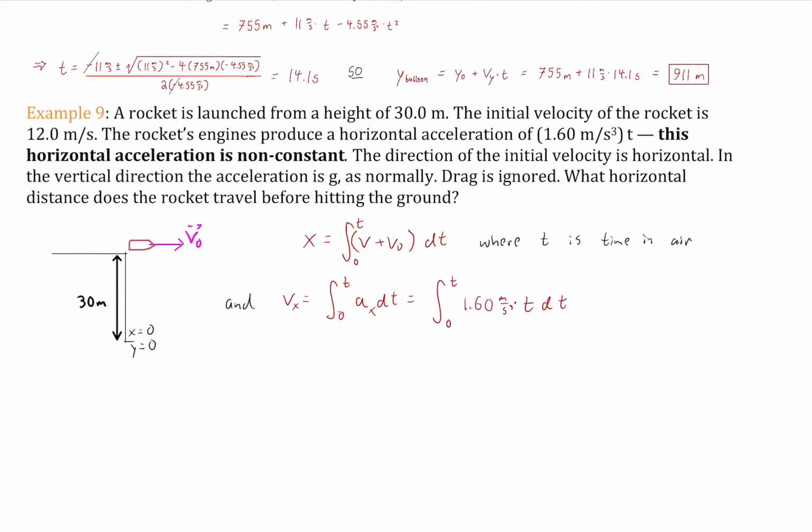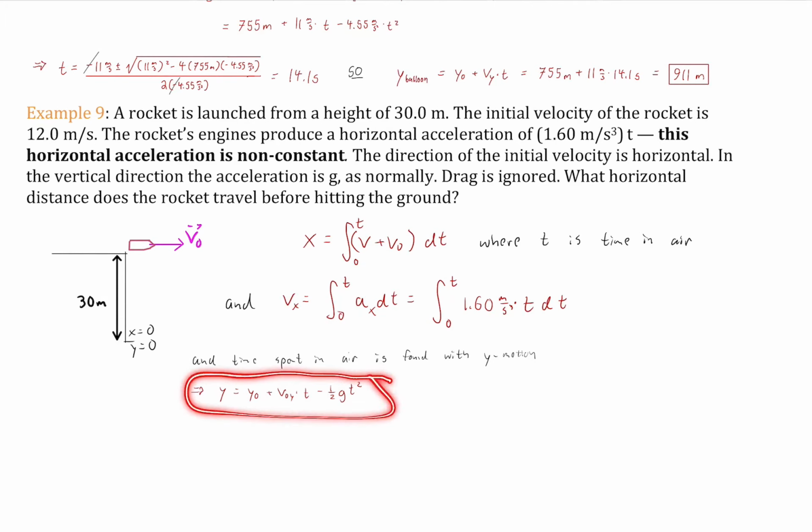And so then, when I do the integral for velocity, I start with my acceleration function, which is just 1.6 times t. I'm just going to integrate it from 0 to t, so a definite integral, but my upper limit of integration is a variable. The time spent in the air is found with the y motion. So we've got y equals y naught plus v naught y times t minus 1/2 g t squared. In the y direction there is no initial vertical velocity, so we can just go back to treating it like a projectile. So we get 0 equals 30 minus 1/2 times 9.81 meters per second squared times t squared. Solve for t. The time it spends in the air is 2.47 seconds.